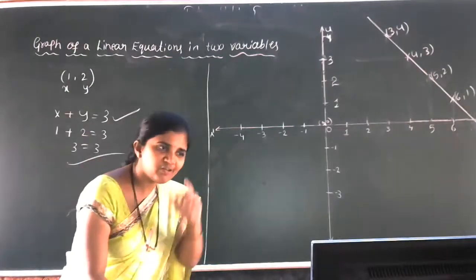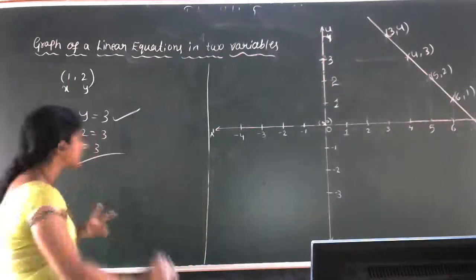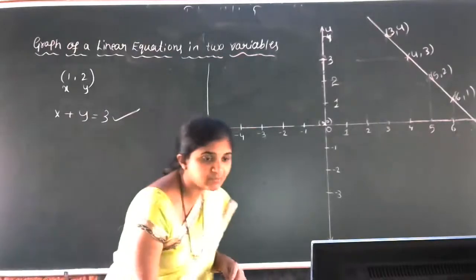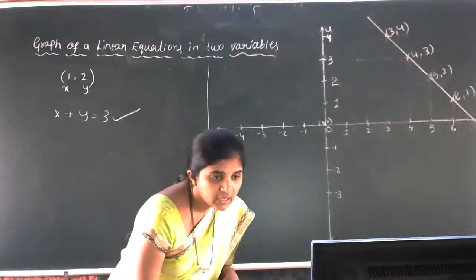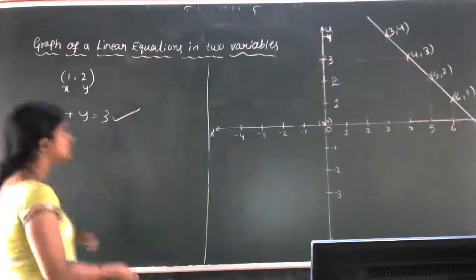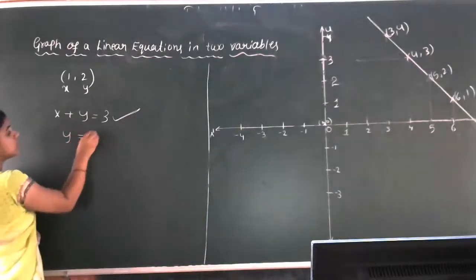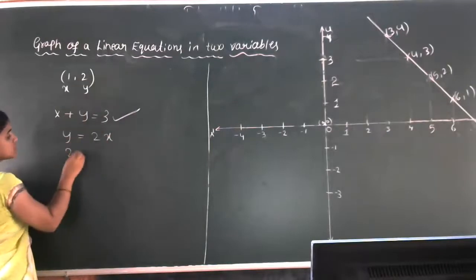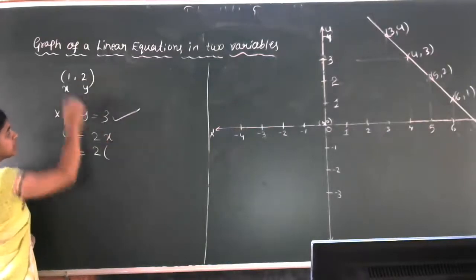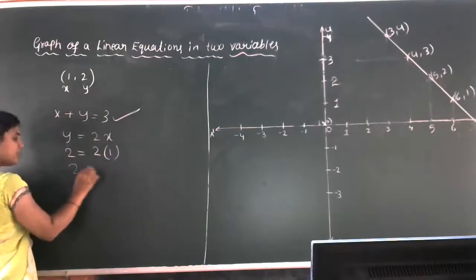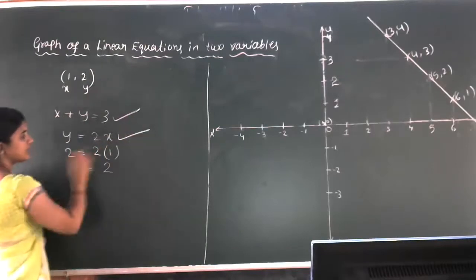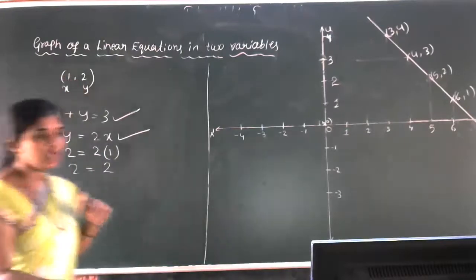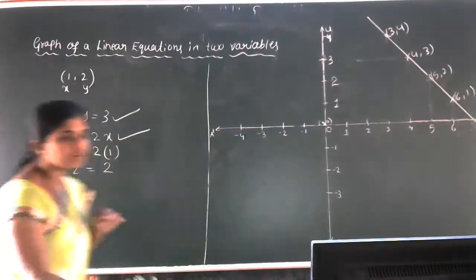Can you try one more equation? First one is right. One more. Aryan messaged me something. Aryan, wait. Aryan is telling that y is equal to 2x. y value is 2, which is equal to 2 into the x value 1. Therefore, 2 is equal to 2. Yes, of course, y is equal to 2x is also an equation of this (1, 2) solution. Next, can you try one more?